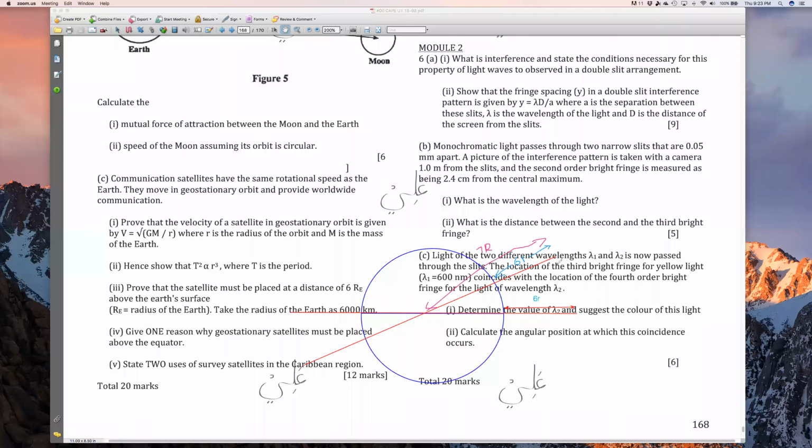Okay, so this is geosynchronous. The criteria for geosynchronous is that it must have a period of 24 hours. Geostationary is a different thing. Geostationary means its period is 24 hours and it's orbiting the equator.